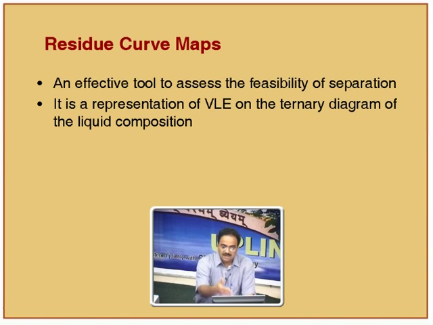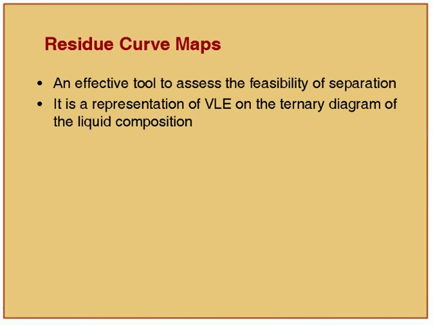But still, this concept, the residue curve map, tells you about the vapor liquid equilibrium on the same diagram, XA versus XB. Let's see how. That's the purpose, and once I can see vapor liquid equilibrium on XA versus XB, then I know the feasibility. I know whether the distillation boundaries are there or not.